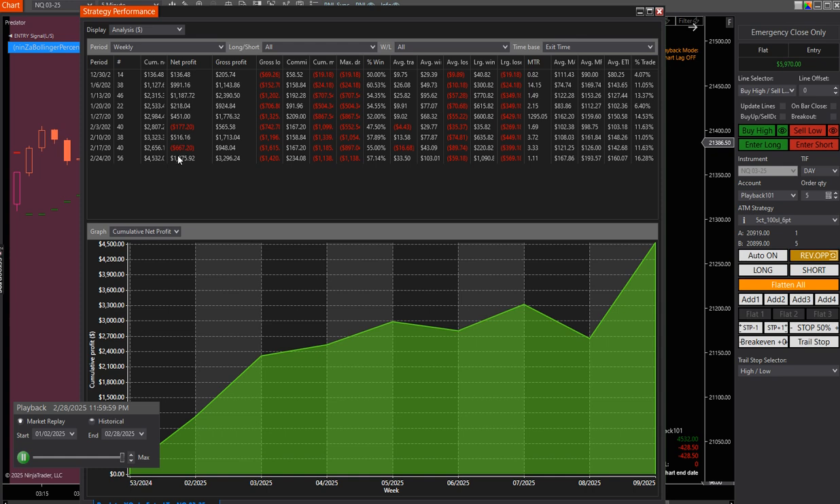Here I made 516, and here I lost 667, but then I made back 1800. So this strategy is very good. What I am going to do is test it for the remainder of March, from the beginning of March till today. And once I trade it in the market replay, I also trade it live.